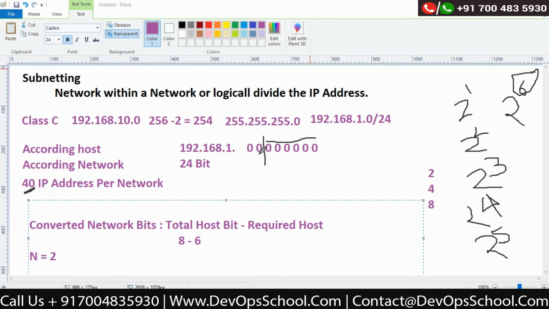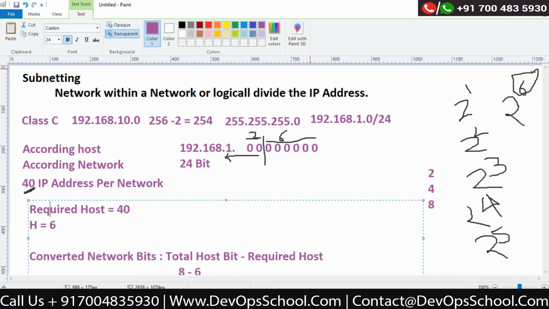Correct? 6 bits are over here, and these are my 2 bits. Now, if I convert these bits from host bits to the network side, I would serve my purpose. That means I am actually subnetting my network into smaller chunks now. Correct? This is what the calculation is saying.